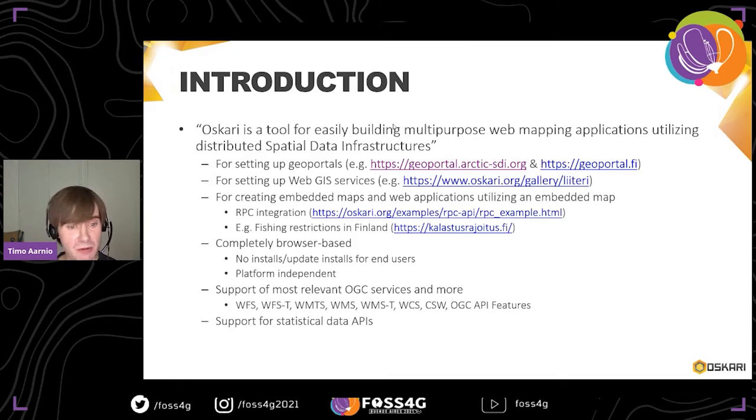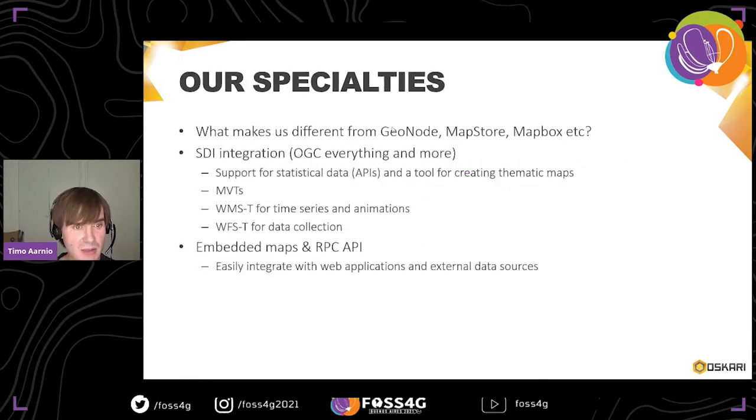We support most of the relevant OGC services and even more. So you have your usual web feature services, web feature service, transactional and web map tile service, web map service, et cetera, et cetera, et cetera. So we have pretty good support for all of these and also different versions. So pretty much anything you have available via OGC APIs, we can read and somehow visualize or support. And furthermore, we have some support for statistical data APIs for creating statistical maps and thematic maps. A couple of words about that on the next slide as well, I suppose.